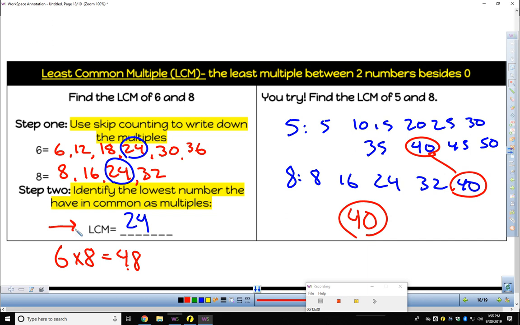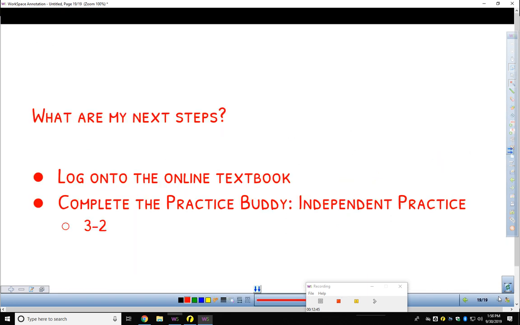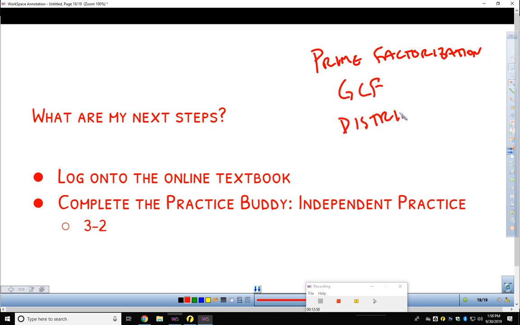If you had questions about anything today, we looked at a lot, right? We looked at prime factorization. That's a lot of letters. We looked at greatest common factor. We looked at the distributive property. And we looked at least common multiple.